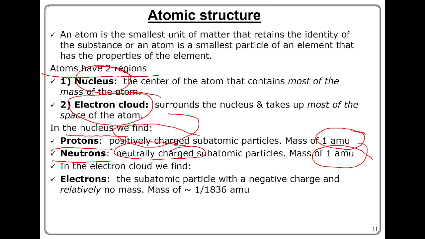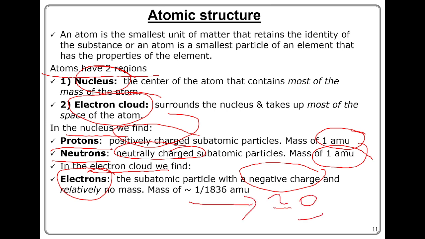Then in the electron cloud are electrons. The electron is negatively charged with a mass of 1 divided by 1836 atomic mass units, which is just equivalent to zero.